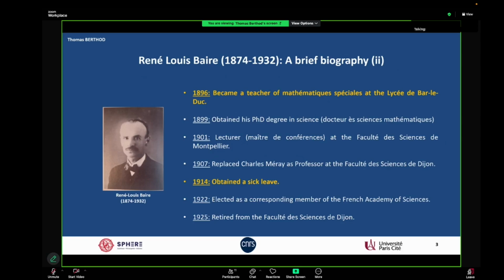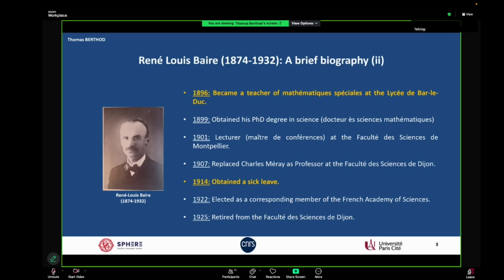He finished working in the academic sphere in 1914, because during all his life he had illness problems, and he obtained a sick leave at this moment. So you could see that, in fact, his scientific career is really short, only almost 20 years, precisely 18.